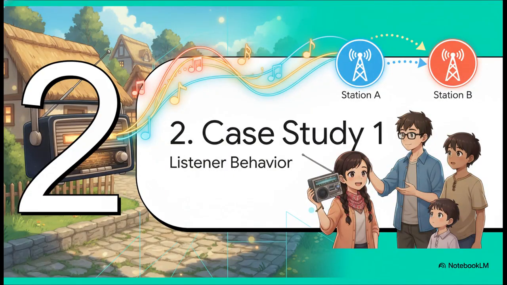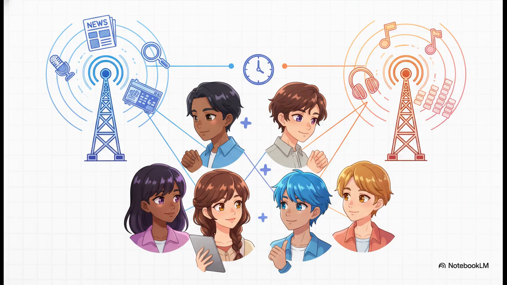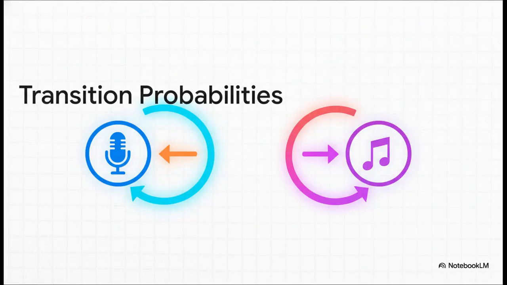Okay, that's enough theory. Let's see how this actually works in the real world. For our first case study, we're going to look at something pretty relatable, the listening habits of radio fans in a small village. So here's the setup. We have 2 possible states, news and music. And every half an hour, people decide if they're going to stay put or flip the station. And lucky for us, we've gathered some data on what they usually do. And that data gives us our transition probabilities, the odds that a listener will either switch or stay put.